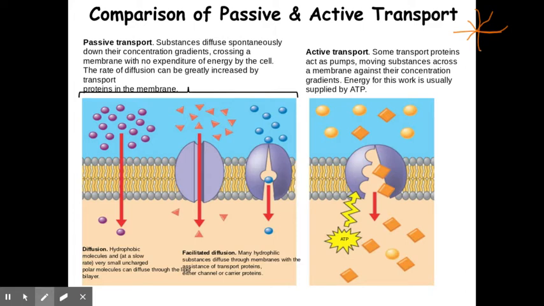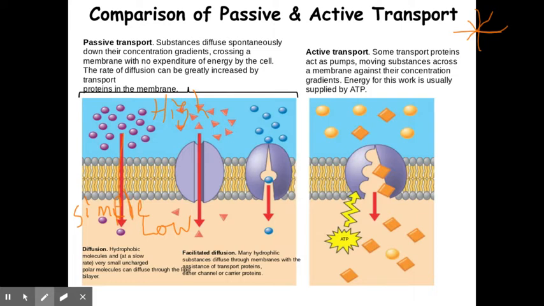What you're seeing here, this is considered simple diffusion. How do I know? It's going directly through the membrane. It's going high to low. Okay, this is directly through the membrane. This is simple diffusion.